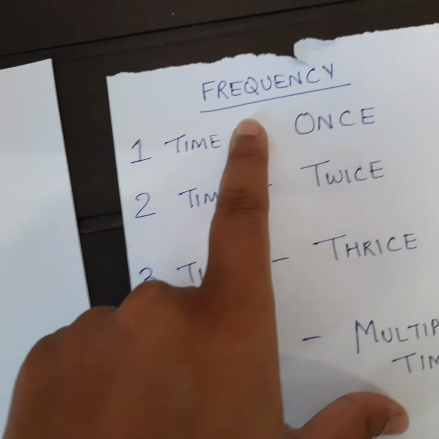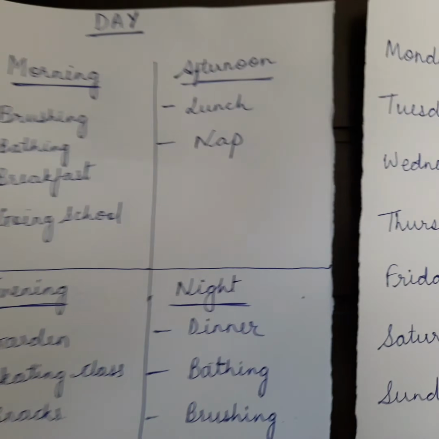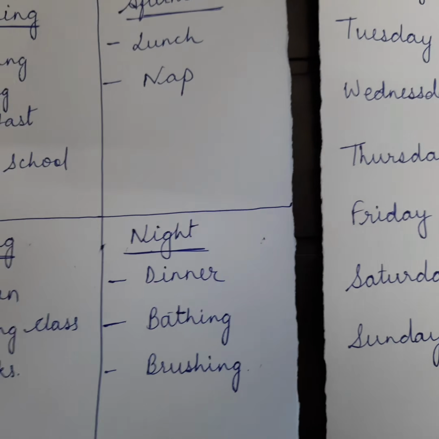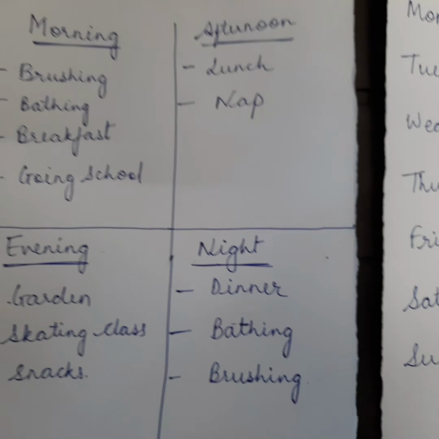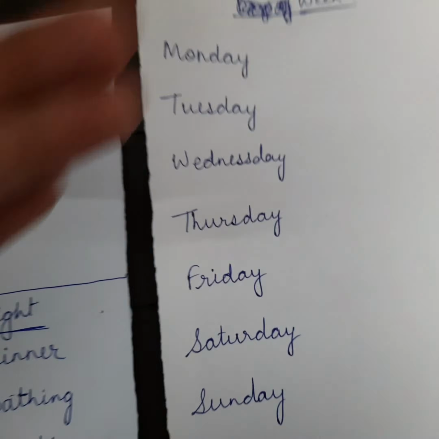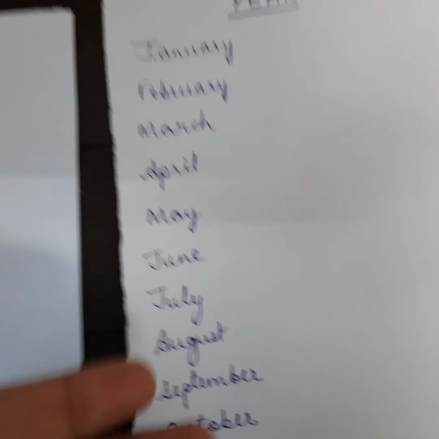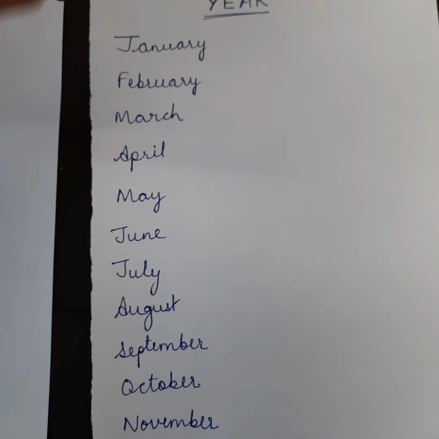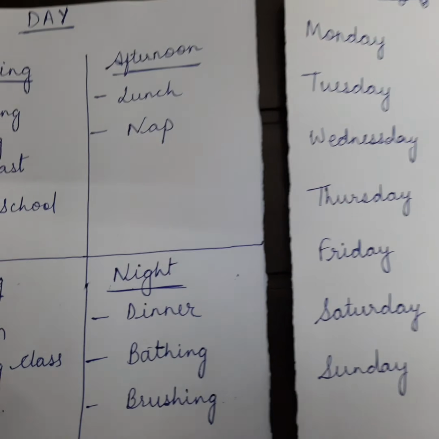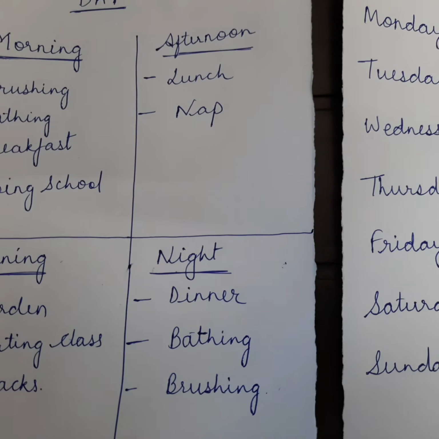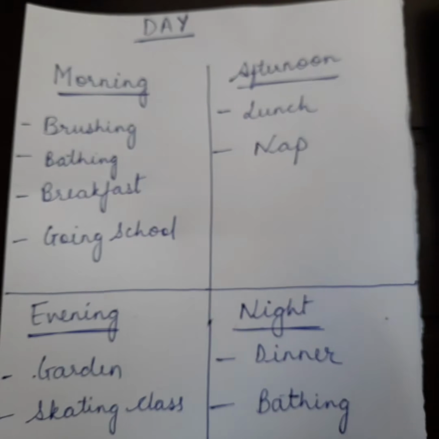Here I'm assuming that the child is at a level where he knows the concept of a day, that in a week there are 7 days, and in a year there are 12 months. So I am assuming that the child knows the concept, because I have taught him in an easier way. So let me start with the video.